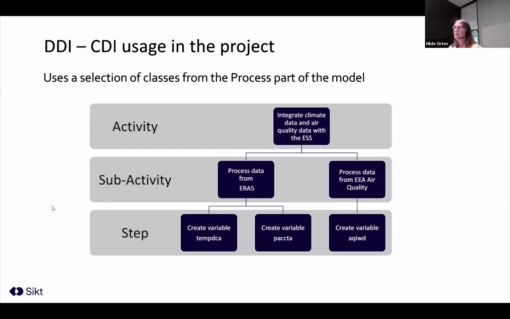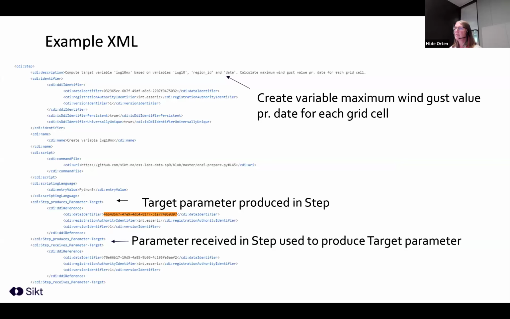So this is basically what we use from the CDI process. We use the more high-level activities and sub-activities, and then the step where the variable creation takes place, and also the parameter function that I was talking about. And the basis for what you see in the tool is kind of an XML.